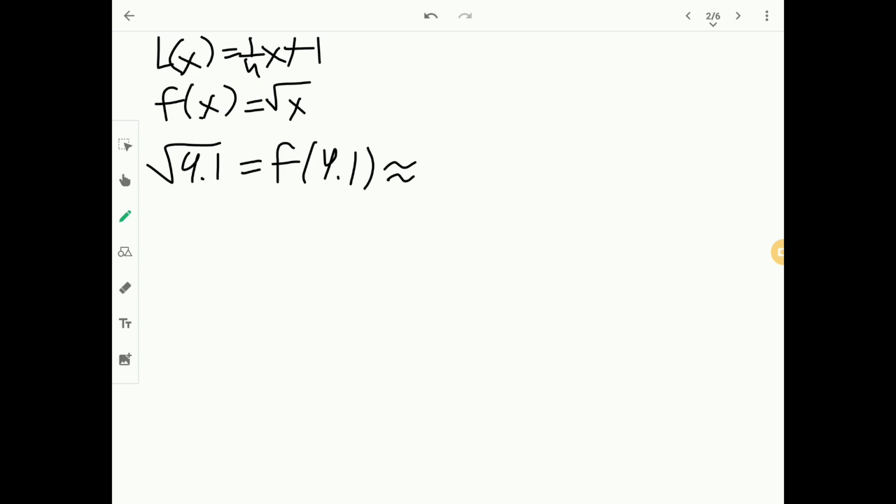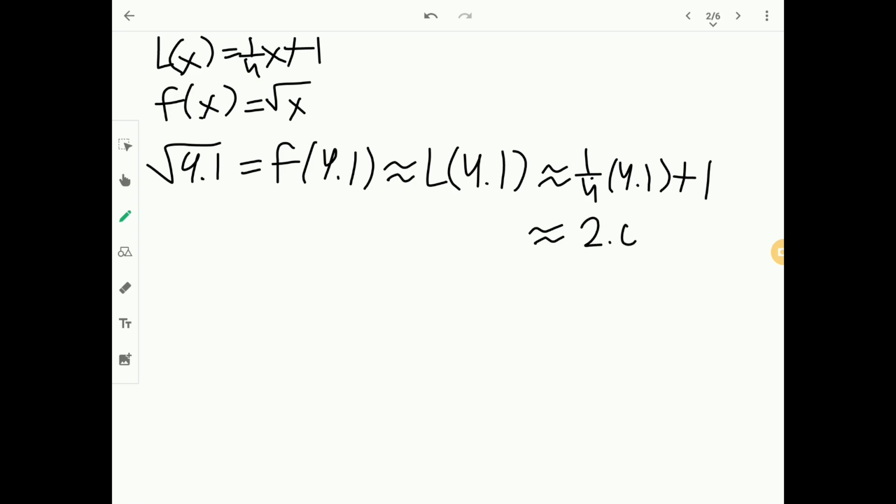Linearization will never give us an exact value unless we're looking at the exact point, which is 4. So this is approximately L of 4.1, right? Which is approximately equal to, if we substitute 1 over 4 into 4.1 plus 1, which is again approximately, let's quickly check, 2.025.